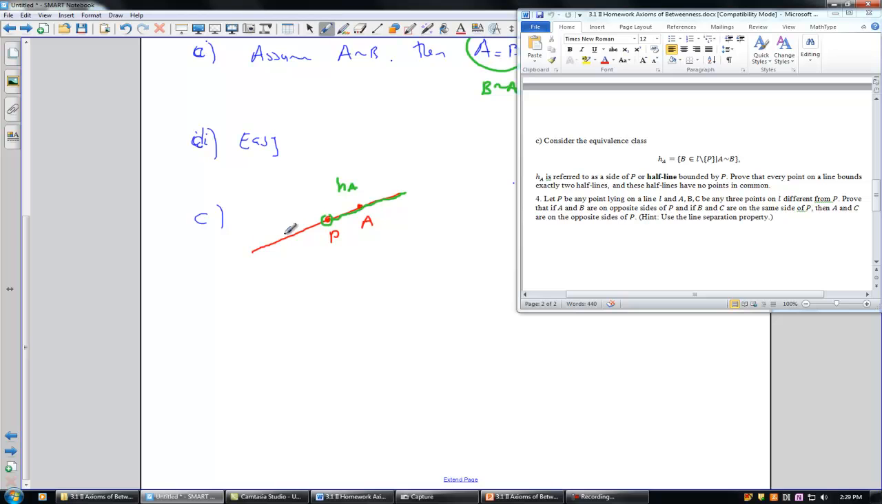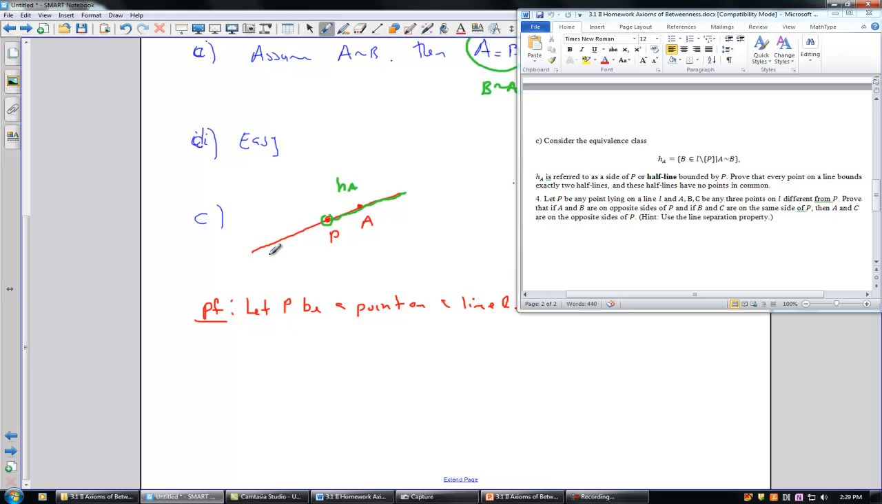All right, so I'm not going to copy down the statement, but the proof is very similar to the one we did for the half plane. So when I prove this, what you want to do is you just say, okay, let P be a point on a line L.